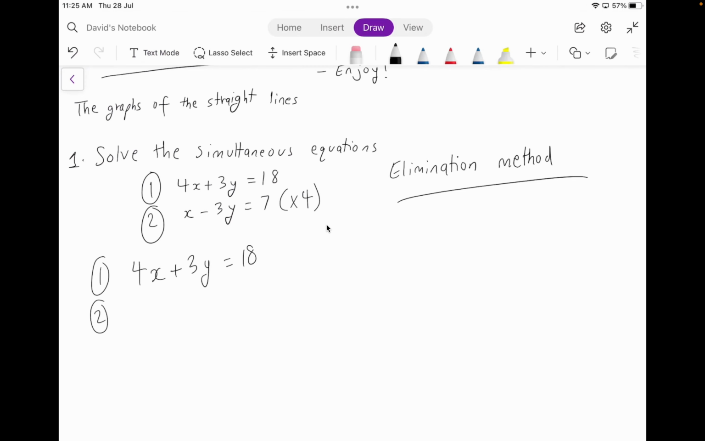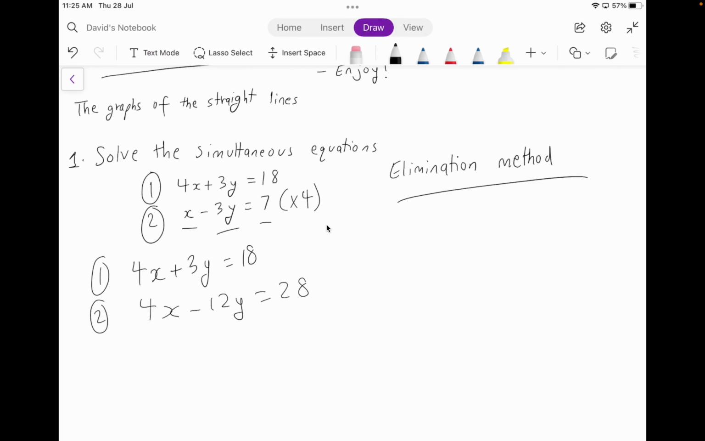But equation 2 changes. The reason is because we multiply every piece here by 4. So we're going to have 4x minus 12y is equal to 28. So we changed the second equation by multiplying every term by 4.